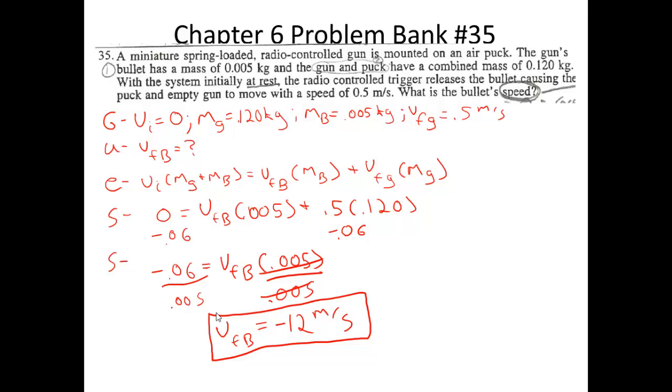Hence the toy gun is not shooting a bullet very fast by bullet standards. That concludes chapter 6.